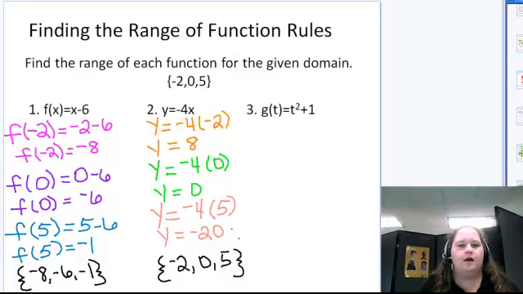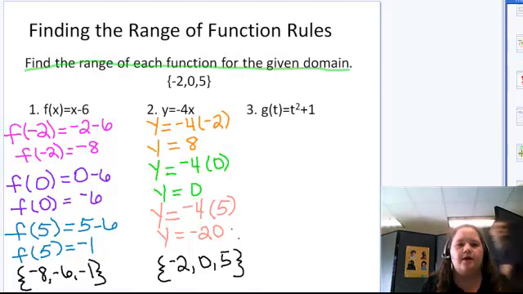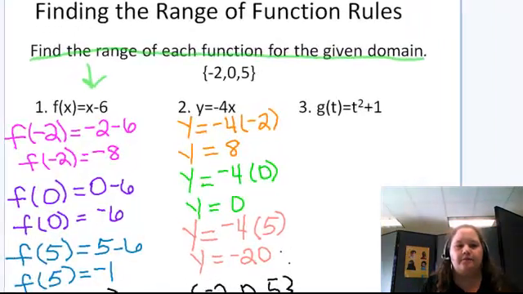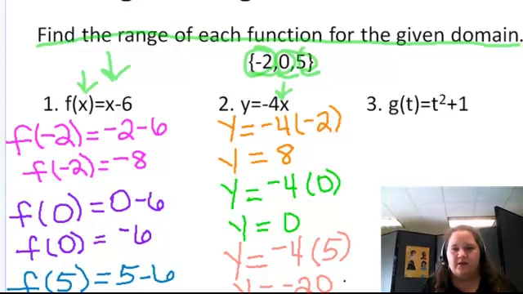As you can see, it says find the range of each function for the given domain. Let's look right here. I've got a negative 2, a 0, and a 5. All I'm going to do is plug in each one of these numbers in for x for f of x, in this y question, and then I'm going to plug them in also for t.